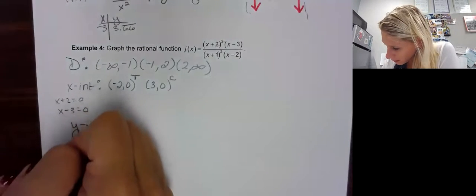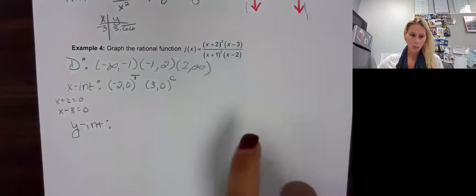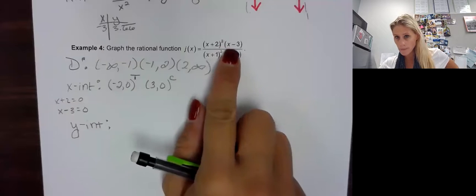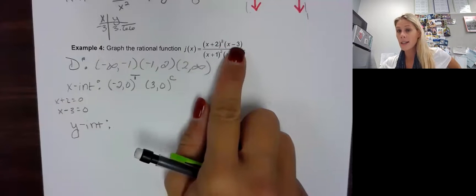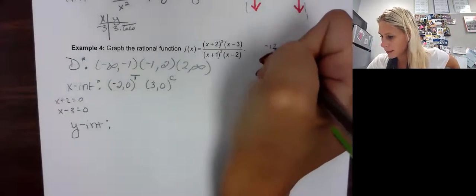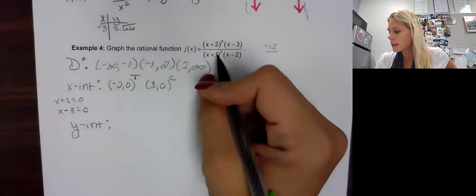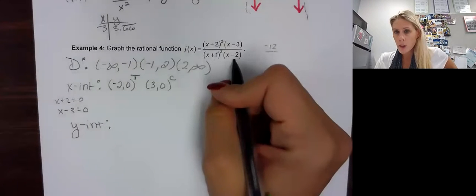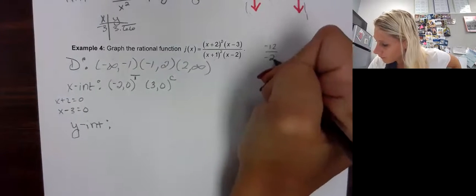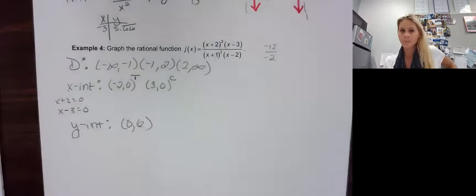Y-intercept is when x is 0. So we can plug that in. So 0 there, we would have 2 squared, which is 4. 0 there would be -3. So 4 times -3 is -12. Again, you guys have the calculator right now, so you can do that. 1 squared is 1, -2. -2 times 1 is -2. So we have a y-intercept, which is 0, comma, 6.